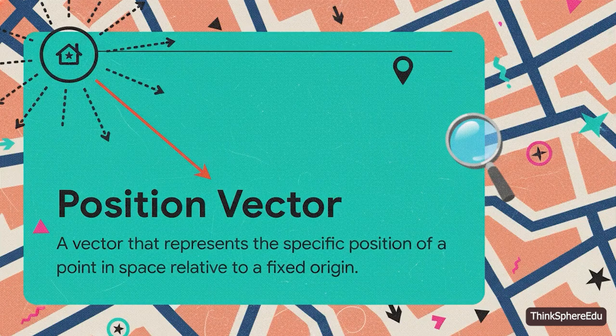And finally, there's the position vector. Honestly, just think of it like dropping a pin on a map. It's a vector that starts from a central, fixed origin, your home base, let's say, and it points directly to a specific spot, telling you both how far away that spot is and in what exact direction.